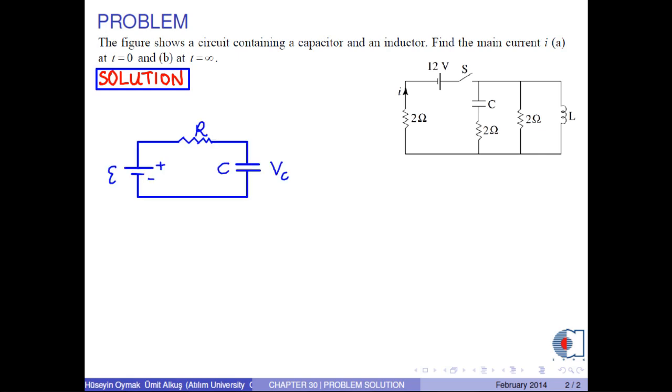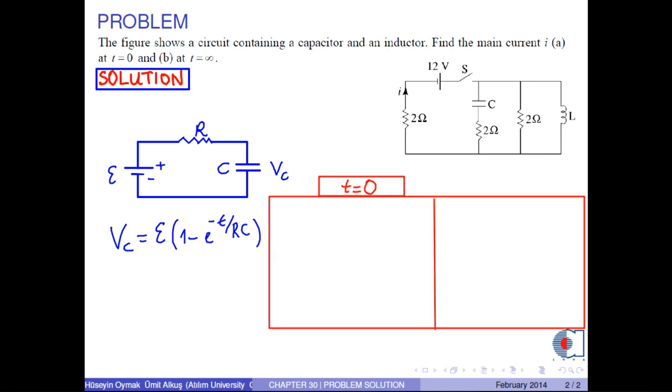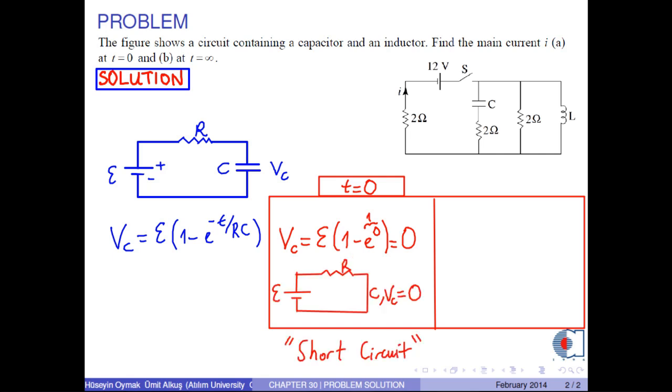For an RC circuit, the voltage difference between the plates of the capacitor is calculated by the formula Vc equals epsilon times 1 minus e to negative t over RC, where R times C is the capacitive time constant. At time t equals 0, Vc is epsilon times 1 minus e to 0. Since e to 0 is 1, we obtain 0 voltage. This is to say that the capacitor behaves like a short circuit.